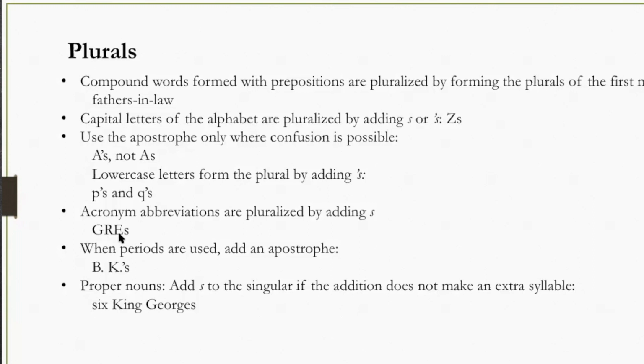For abbreviations, you'll add S. So the GREs, we love those tests, don't we? And then when periods are used as well, add an apostrophe, and for proper nouns, add S as well. So add S to the singular if the addition does not make an extra syllable, like King George's, because George and George's needs the extra syllable, which makes it plural, which is what they're talking about.